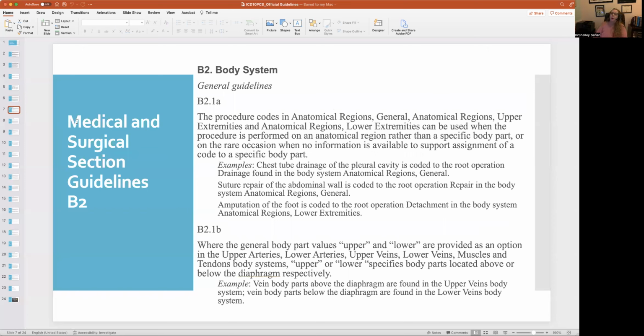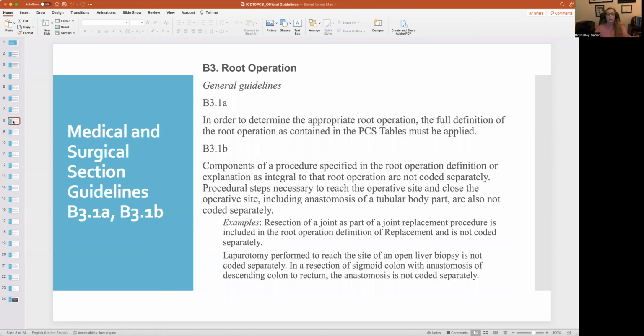Okay, the second part of the guidelines, B, begins with Med-Surg section guidelines. This is going to be very, very helpful because you've already learned CPT. And as you are finding out, the rules are different here. The terms are different here. So these guidelines are going to be a tremendous help to you when you are reporting for any one of these sections. Now we start out at the body section. Now this is the root operation term.